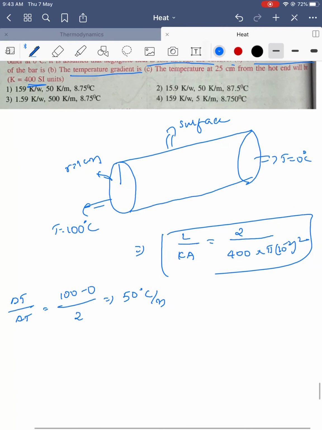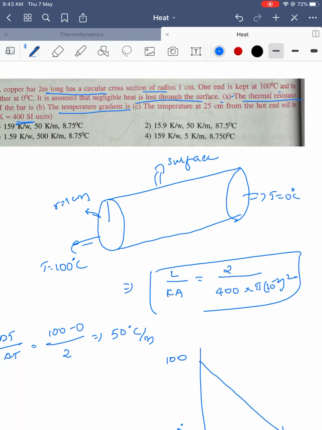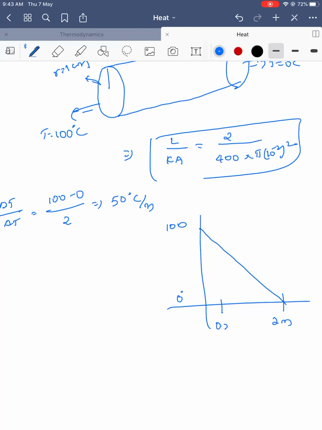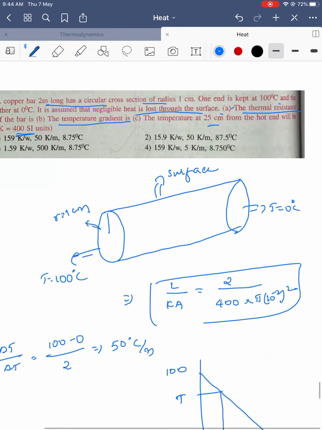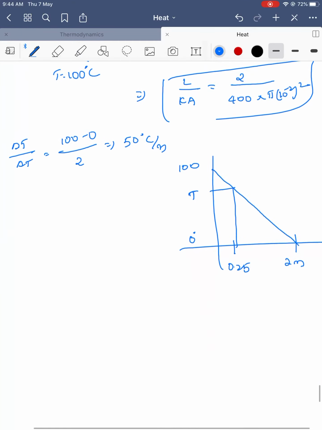Temperature at 25 centimeter from the hot end. So draw the diagram, and it comes like 100 degrees Celsius and 0 degrees Celsius. This position is 2 meter. He is asking for what position? 25 centimeter, we can convert into meters. That will be 0.25. Assume the temperature here is T and get the value of temperature. This graph is valid if and only if the heat transfer is constant. I will discuss in the next classes how heat transfer also can be different, but as of now you can use this formula.